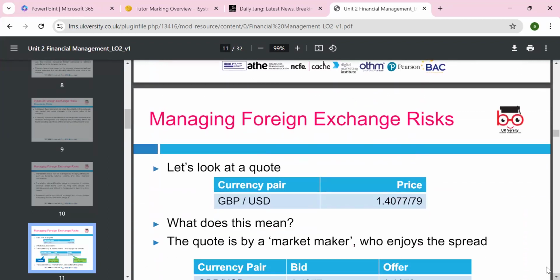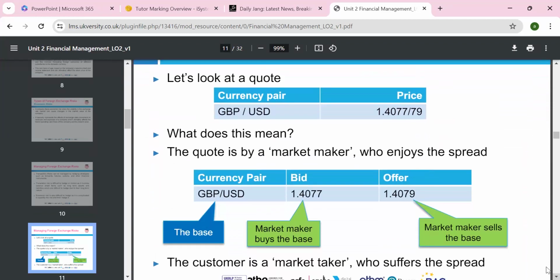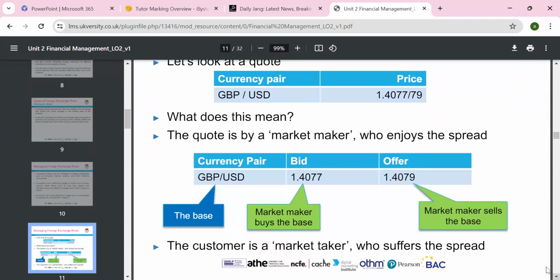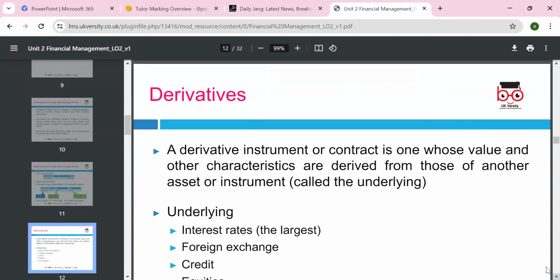So foreign currency, again the dollar, as you will see, the currency market has market makers, buyers, and sellers. So that can be a derivative. And a derivative is an instrument, a contract, whose value and characteristics are derived from another asset or instrument called the underlying.